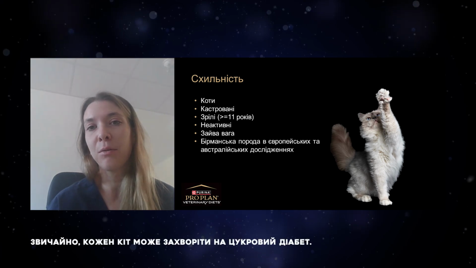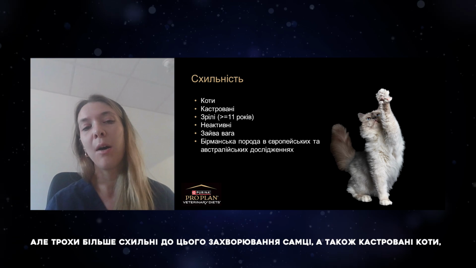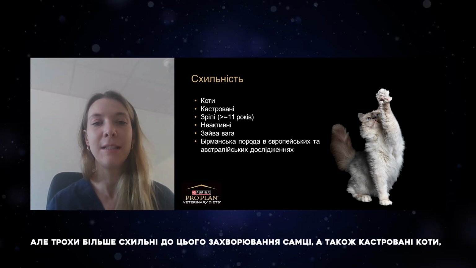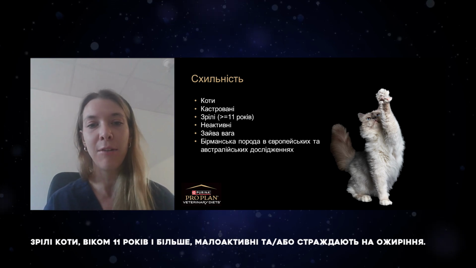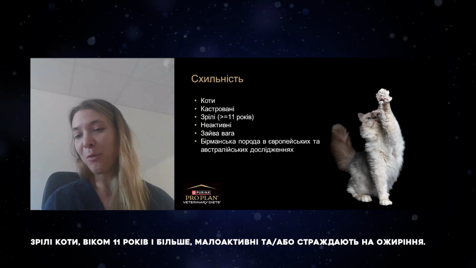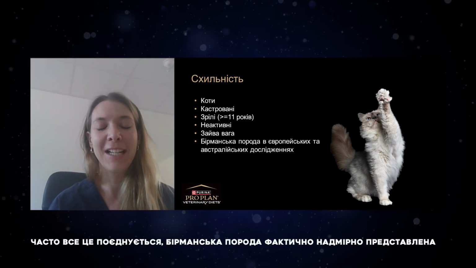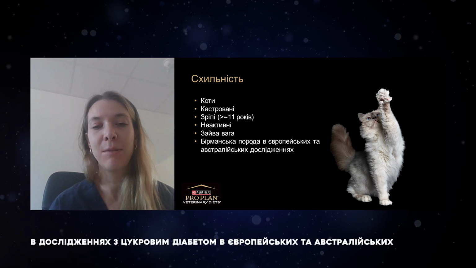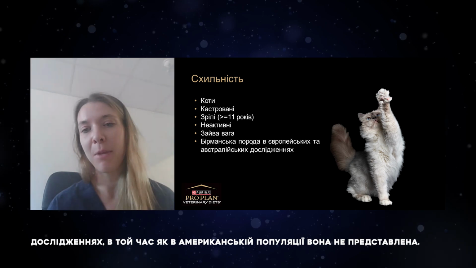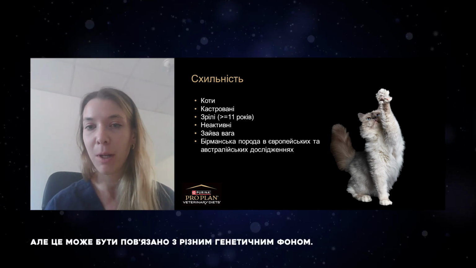So every cat, of course, can develop diabetes mellitus, but it's a little bit more male cats that tend to develop that disease, also cats that are castrated, that are a little bit older, 11 years of age or more, cats that are inactive and or obese, often it goes a little bit together. And then the Burmese breed is actually overrepresented in studies with diabetes mellitus in European and Australian studies. In American population, not, but that might be because of a different genetic background.